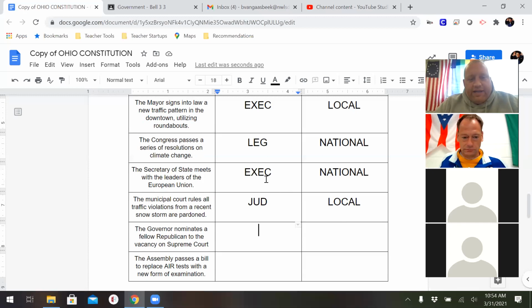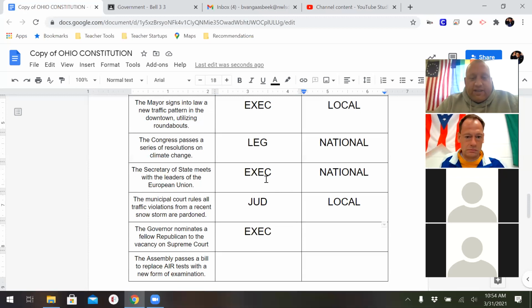So the governor nominates a fellow Republican to the vacancy on the Supreme Court. Since it's the governor doing it, what branch are we talking about? Executive. Executive. This is where they throw you off because they mentioned Supreme Court. Now, sometimes the test will say, hey, which two branches? And you have to identify that it's executive and judicial. But sometimes they're just saying which one is taking the action. Since the governor is nominating, it is executive.